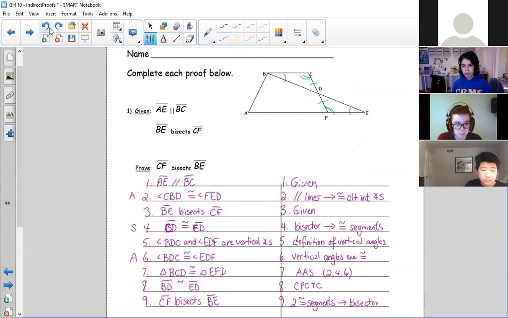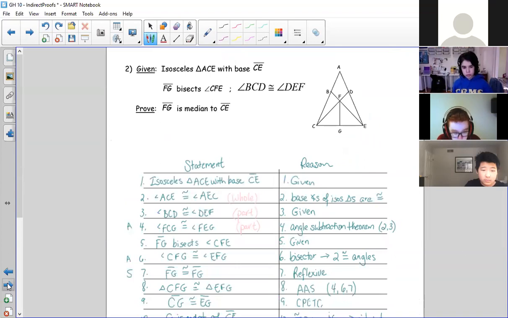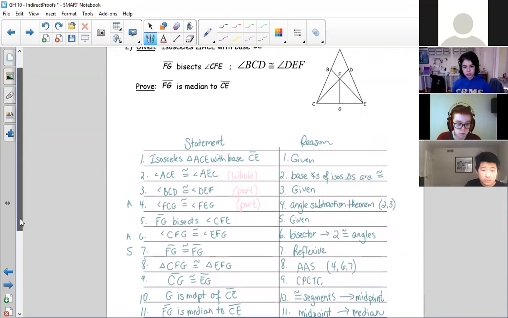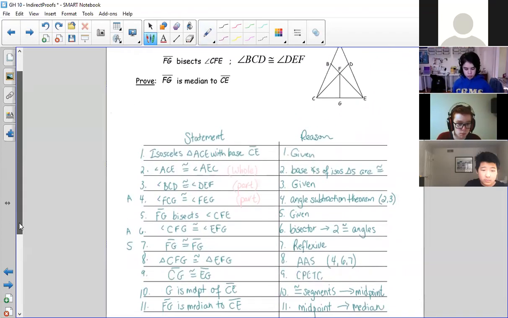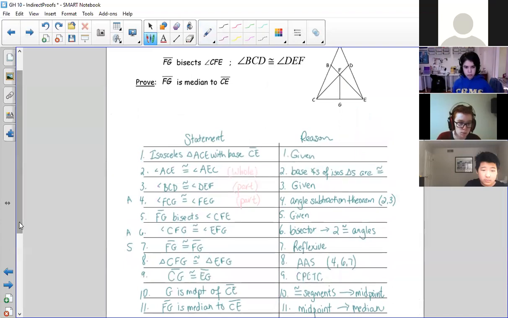Any other questions? All right, let's take a look at the next one. So this one was just whether or not you remember to do this angle subtraction theorem. Your proof might have been a lot longer, or at least two or three steps longer.